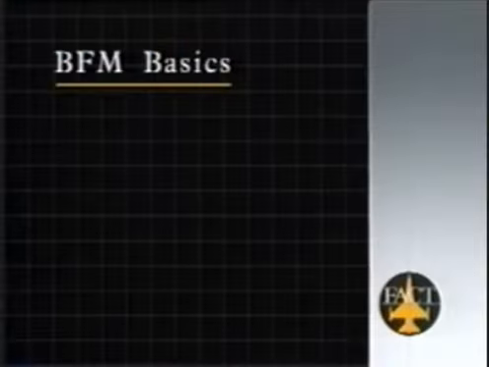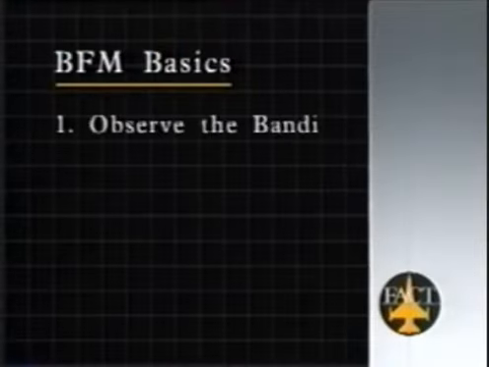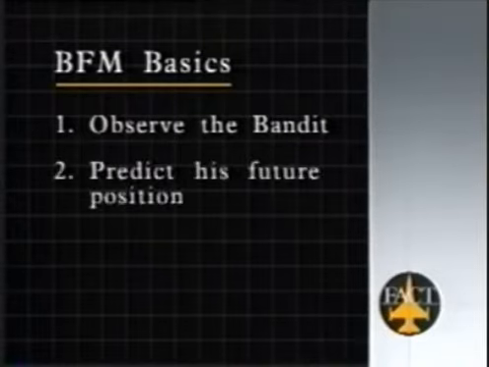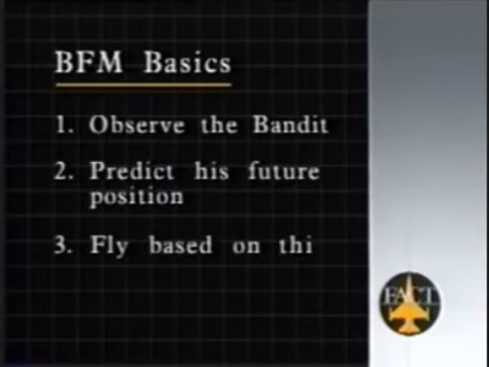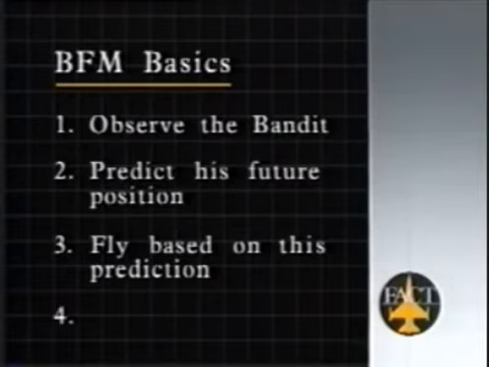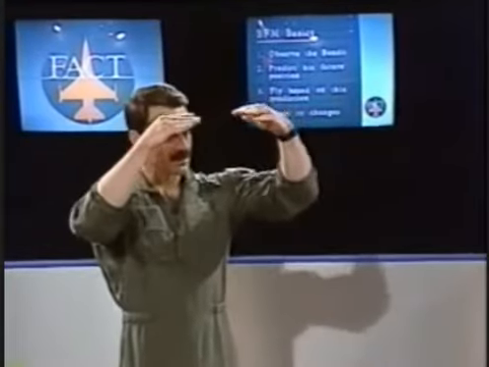The other thing you have to note about BFM is it's not flown in the present. BFM is flown in the future. You don't fly to where the aircraft is. You've got to fly to where he's going. And there are some steps to flying BFM in the future. Those steps are pretty much: observe the bandit, see what he's doing; predict where he's going; maneuver or fly the jet based on this prediction; and then when something changes, as it will, react to that change. So those are the steps: observe, predict, maneuver, react.